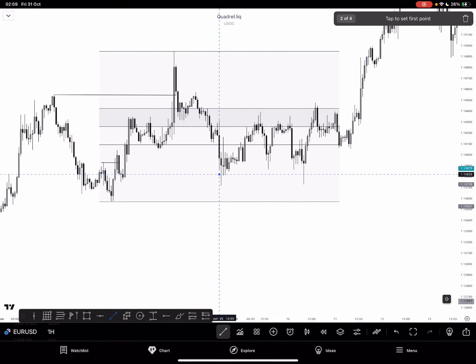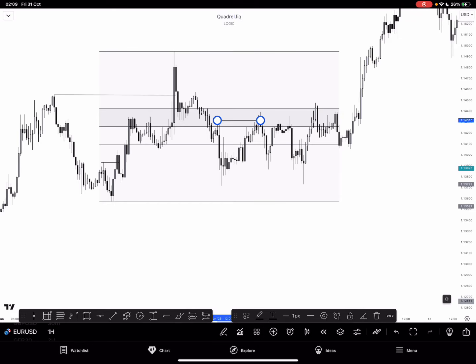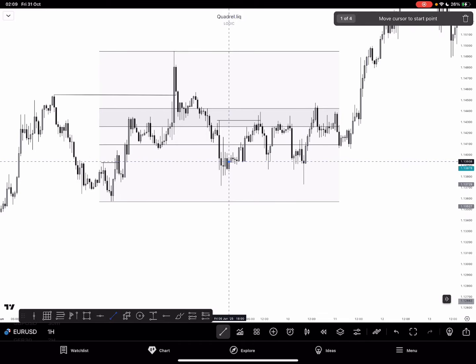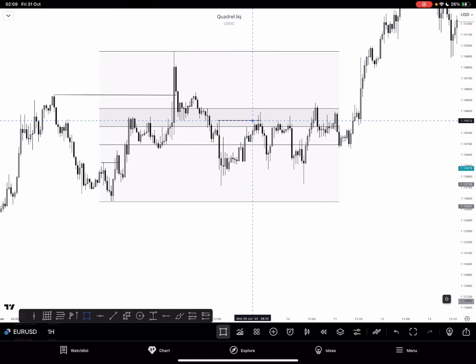Now there is something you need to pay attention to here. Look at this change of character. It never happened with body close. You should always pay attention to this, ensure it is breaking with body, because most of the time those ones that break with wick, you will see price going lower, even lower than this low. So ensure that it breaks with body.